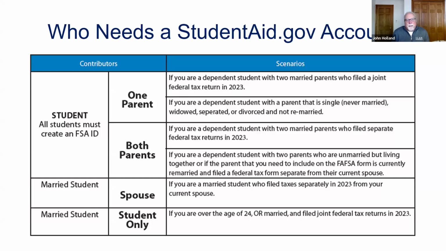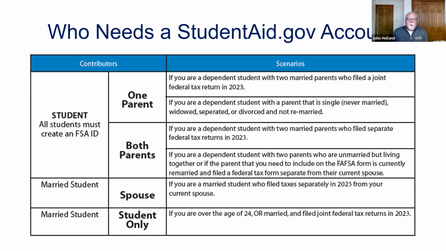So kind of the way to summarize this is you follow the taxes. If the parents filed jointly, then only one parent would need a studentaid.gov account. If the parents did not file jointly, then two parents would need a studentaid.gov account. If it's a single parent, obviously only that parent would need the studentaid.gov account. So it gets a little confusing, but if you ever have questions, give us a call. We'd be happy to talk you through it and help you determine whose information goes on the application.